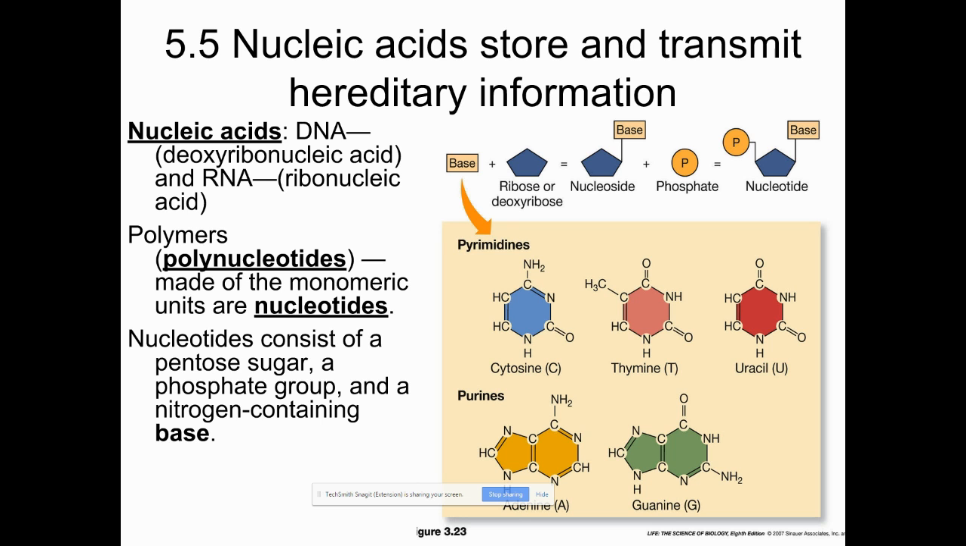There are three main components to a nucleotide. There is a 5-carbon sugar, either ribose or deoxyribose. There is a phosphate group, and then there's a nitrogenous base. And here are the possibilities for nitrogenous bases, right? Adenine, guanine, cytosine, thymine. A's pair with T's, C's pair with G's.